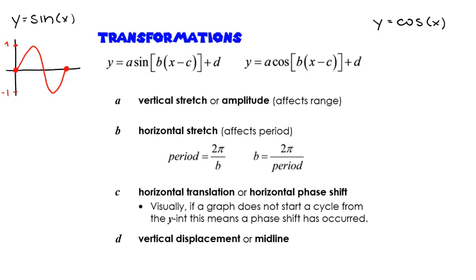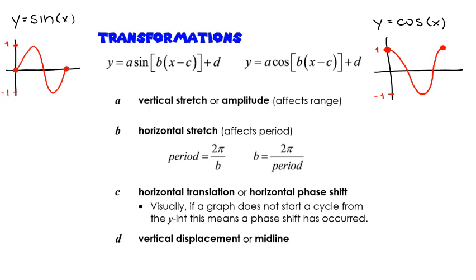And then for cosine, our graph has a maximum of 1, a min of negative 1. However, for cosine, our starting point for our period is going to start at the maximum, and then it's going to go down to our minimum, and then right back up to our maximum again. So sine and cosine have the same shaped graph. However, cosine is just shifted a little bit.